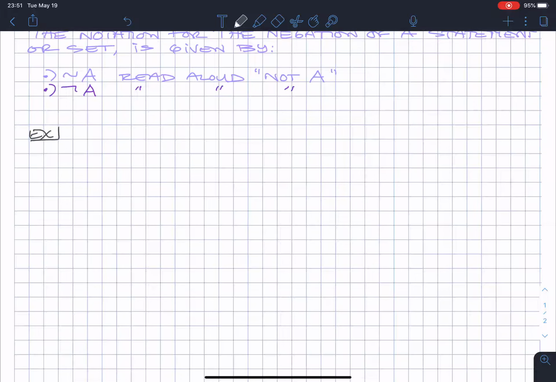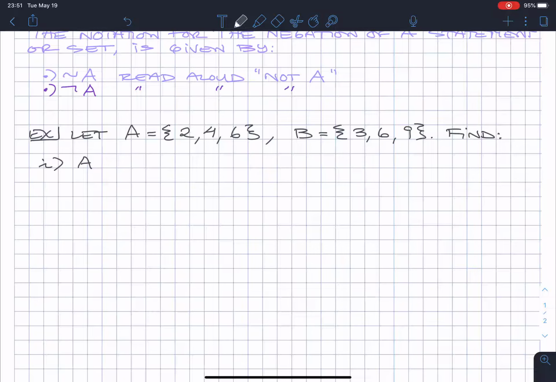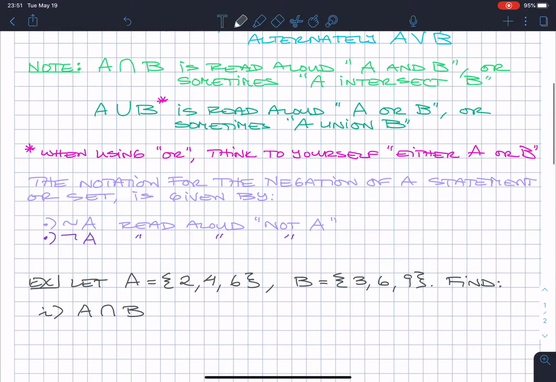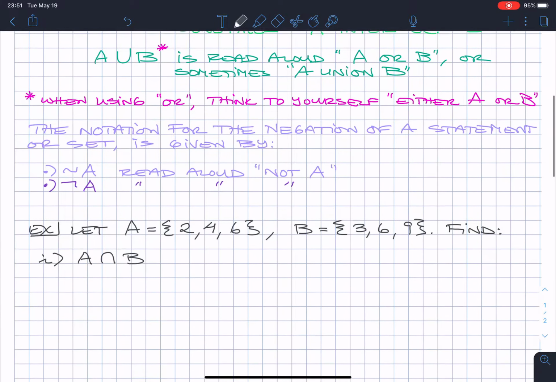Okay, so for example, let's consider the sets. Let A be the set of integers 2, 4, and 6. And let B be the set of integers 3, 6, and 9. Okay, so find number 1, the set A and the set B. And remember, we can also say intersect. Where do these two sets intersect?